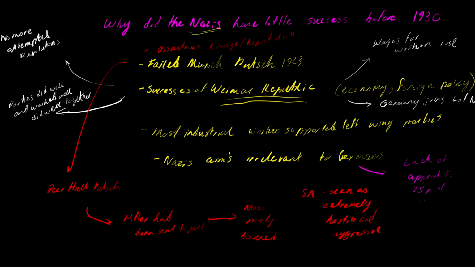They weren't concerned with anti-Semitism or living space, Lebensraum. They just wanted a stable government and a stable job, a steady income. They wanted a currency that would actually allow them to buy the goods that they needed to feed their families. So they weren't concerned with anti-Semitism or living space, which were found in the Nazis' 25-point program. So that is why the Nazis had little success before 1930.